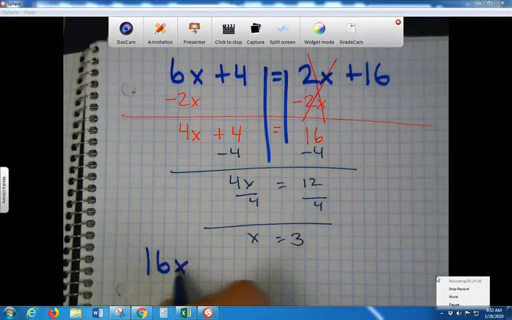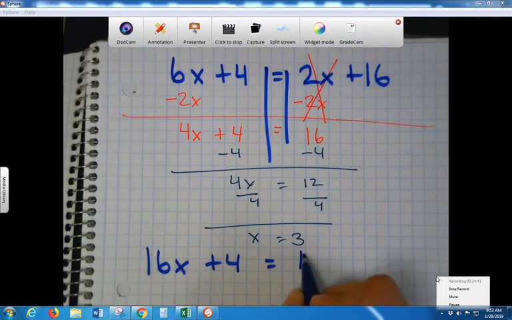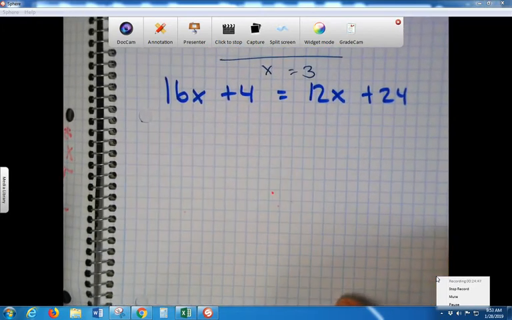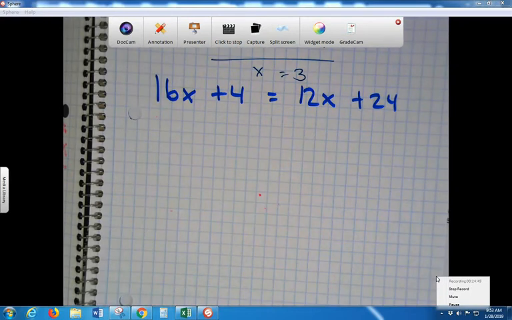16X plus 4 is equal to 12X plus 24. Try it out. See how far you can get. I'll start in a minute.